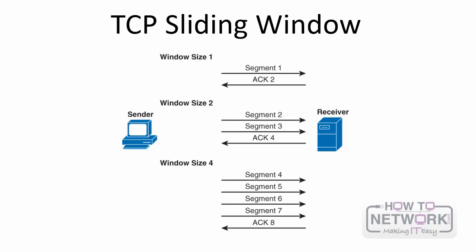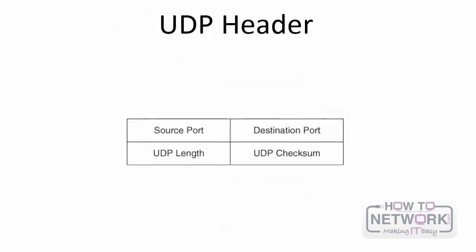The other IP layer 4 transport protocol is UDP. UDP is considered to be an unreliable protocol because it lacks all of the features of TCP.